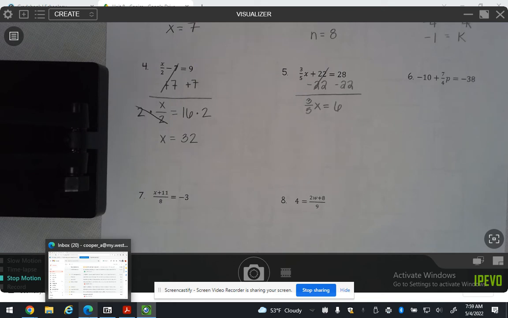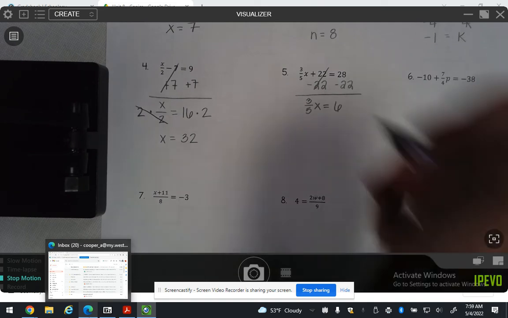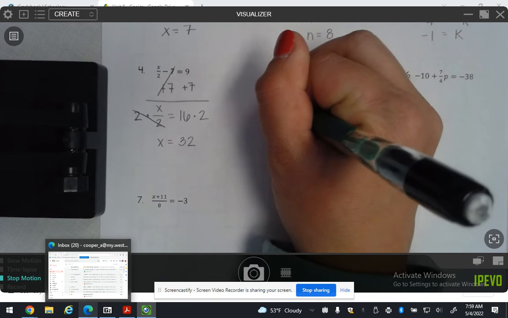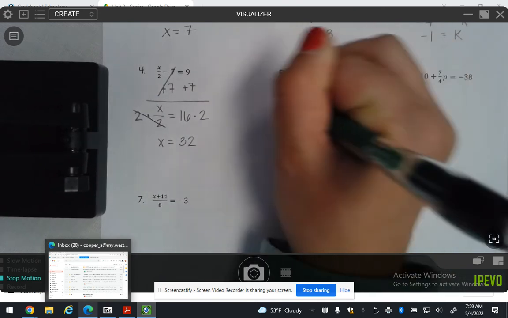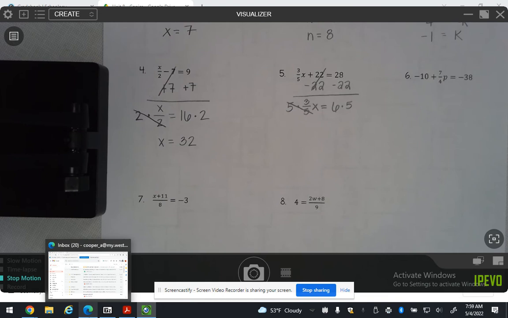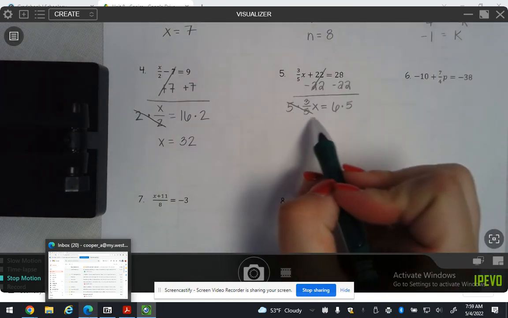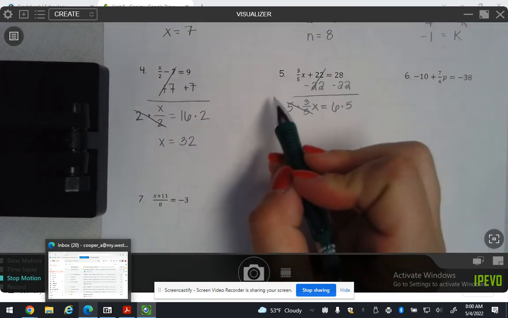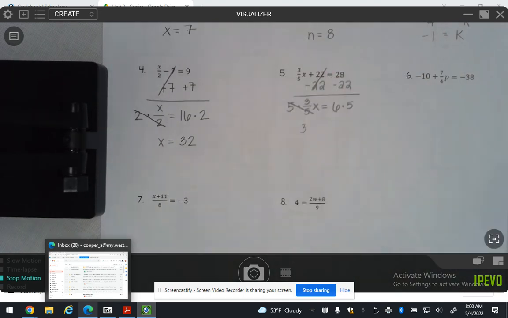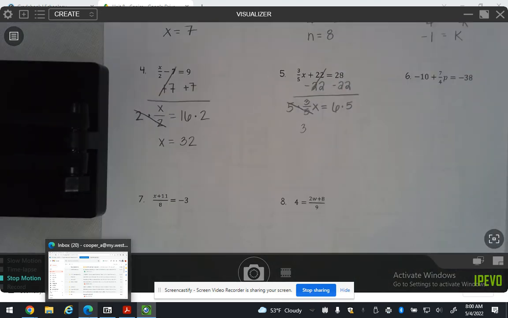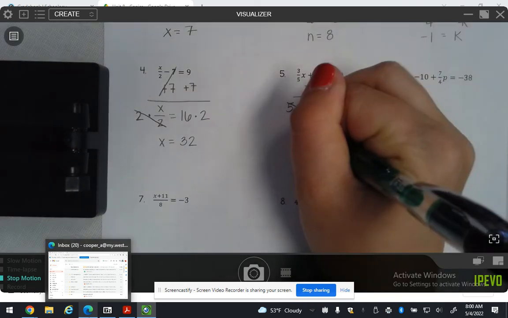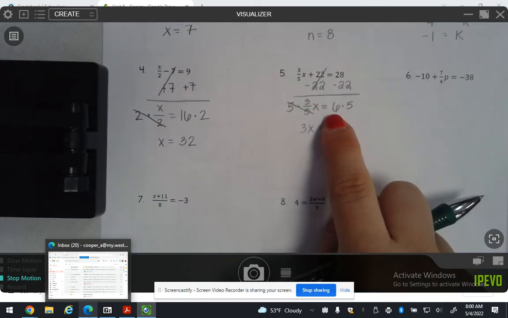I want to get rid of the denominator first. So which number's in the denominator? Denominator is your lower number. 5's in the denominator. That's what's being divided. So I need to multiply by 5 on both sides. So the denominators cancel. What's left on this left side of the equation? 3x equals, what is 6 times 5?